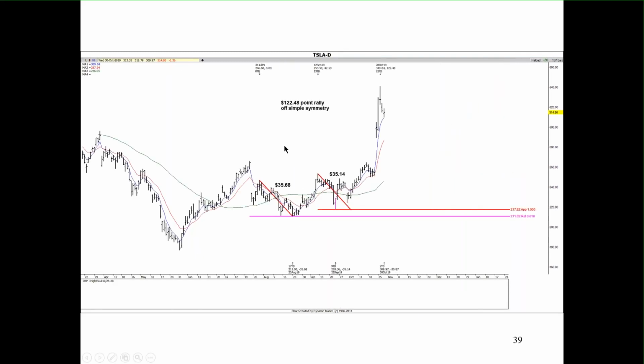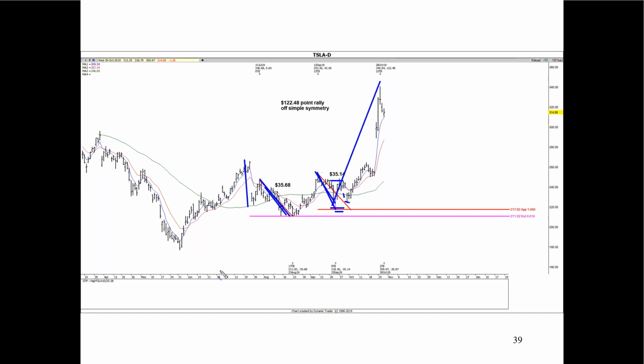All right, let's look at a couple more. Tesla, we had a simple symmetry setup a while back. And again, it's just comparing swings in the same direction. Now I would have also compared this swing, but I believe we had gone through it. But here you have similar swings with $35.68 versus $35.14. It hit, it held, it triggered, it came back and scared you, but it never took out the low.